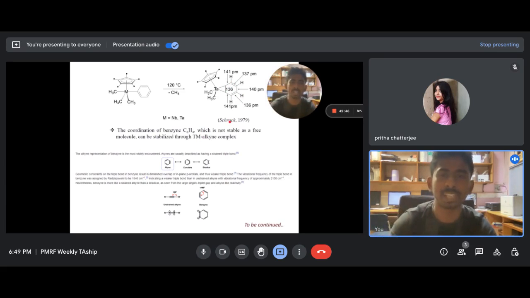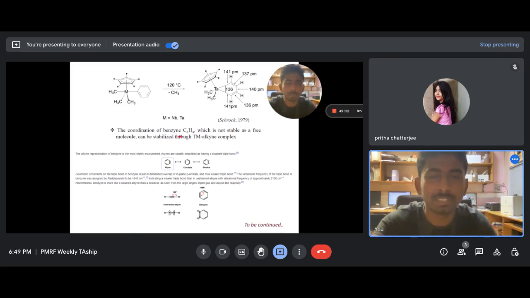The neodymium center can also be taken up in this regard. The coordination of benzyne, C6H4, which is not stable as a free molecule, can be stabilized through this transition metal alkyne complex. Here you can see the tantalum center is having an interaction by sigma bond between these two centers. This you can think of as a biradical, or you can think of this system also where there is a triple bond here.